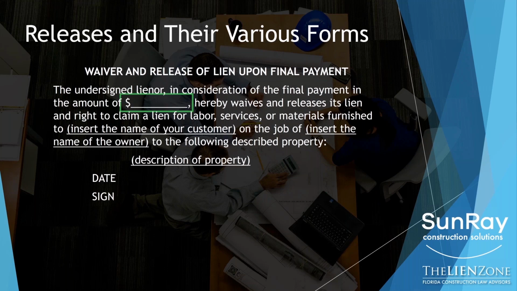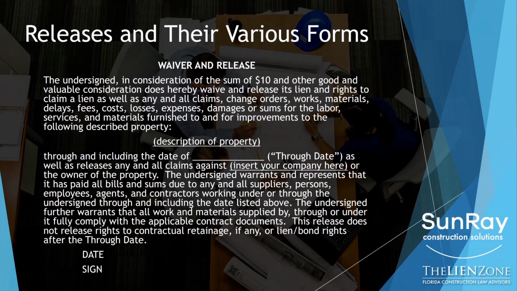Now, 713 releases, the statutory release forms, are forms of release that only release lien rights. So let's take a look at another release. As you can tell already, it's much longer than the other forms, and we're going to walk through this so you understand where the major differences are.